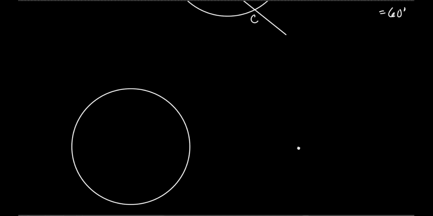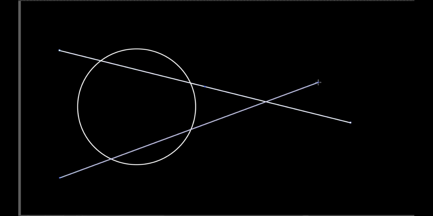This one's a little different. This is two secants. Guess what? They're going to intersect outside the circle. Okay? And they form an angle. See the angle right here that they form when they intersect outside the circle? They also cut off two arcs. Let's draw those.